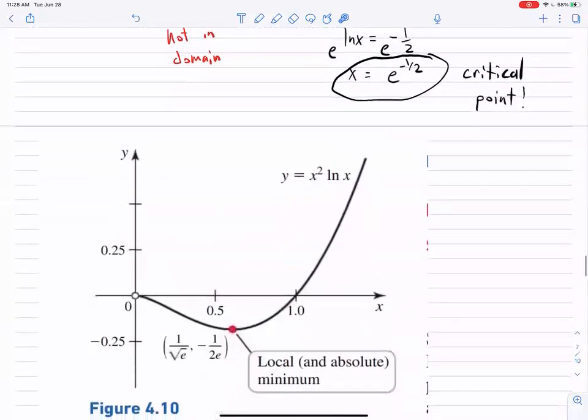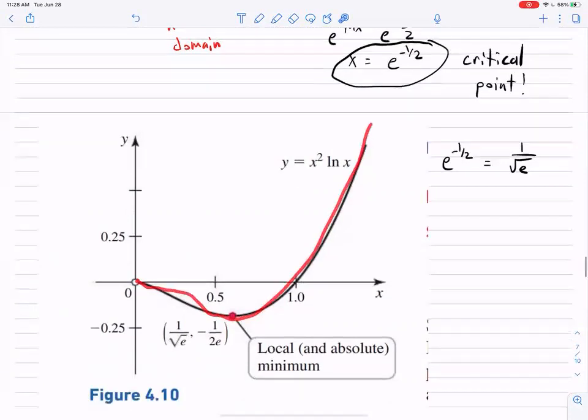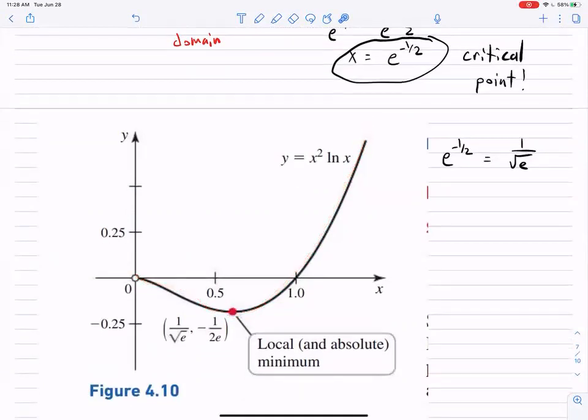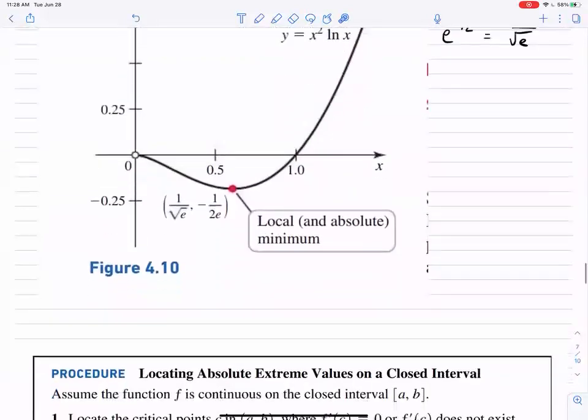And so here's a picture of that. Another way to write this, by the way: e to the -1/2 is the same thing as 1 over the square root of e. And so they have the picture here. Here's our function. It looks like this. And then there's a local min and absolute minimum at (1 over square root of e, -1 over 2e). If you plug this value in right here, you get that value. And so it's a local and absolute min because the tangent line has slope 0, and it happens to be the absolute min because the function is always getting bigger to the left and to the right of it. Okay, so that's an example of finding critical points.